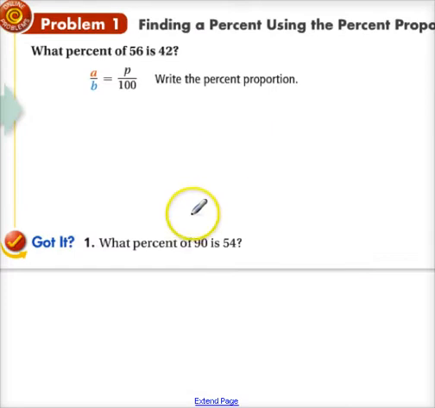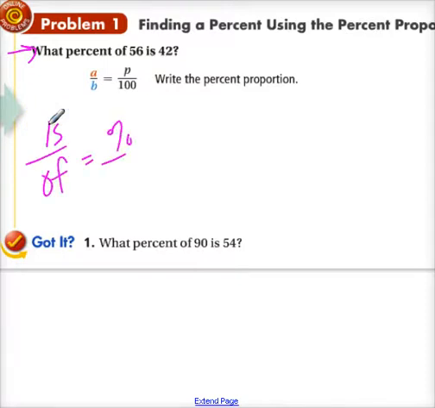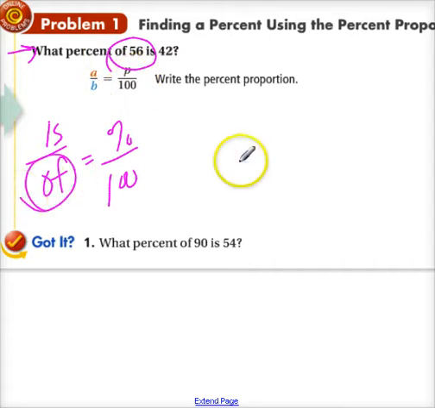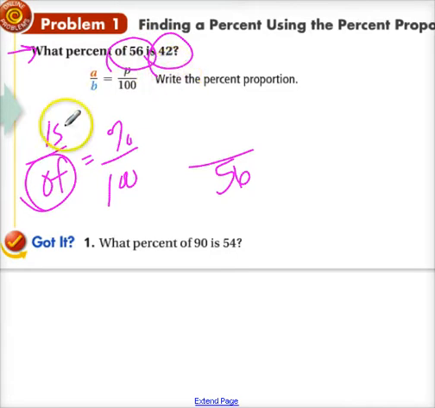Let's do another example. What percent of 56 is 42? This is another percent problem, written a little more simplified than a word problem. Still thinking of our is over of equals percent over 100. Of 56: when you read those words, you put 56 in the of location. Is 42, so look for those words in the problem. Is is on top, so I'm putting 42.